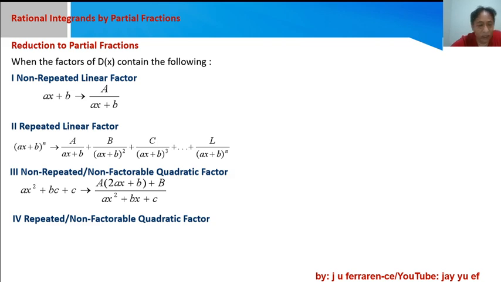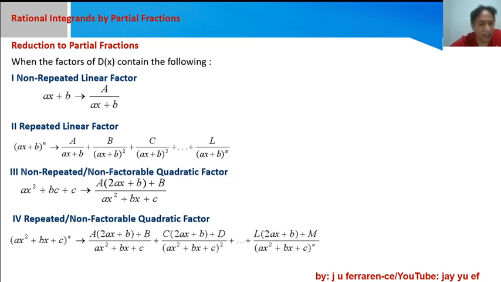So in the fourth type of factors of the denominator to reduce to partial fraction, we have a quadratic which is repeated. When it is repeated n times, these are the terms of your partial fraction. So we have a times the derivative of the denominator, that is the 2x plus b, times a, then plus another term b over the ax squared plus bx plus c.